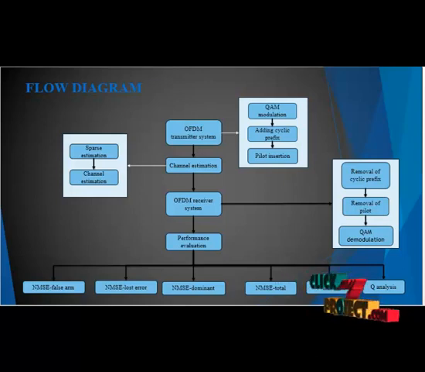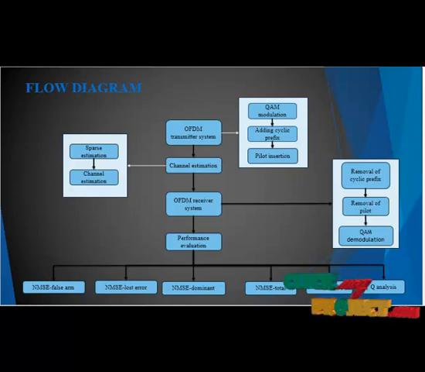After that, the OFDM receiver system, in which the removal of cyclic prefix is done and the removal of pilot insertion. While removing the pilot insertion, the output, which is more in number, gets reduced to our generated data, that is 4. Then QAM demodulation is performed. After performing all these, the performance evaluation is calculated.